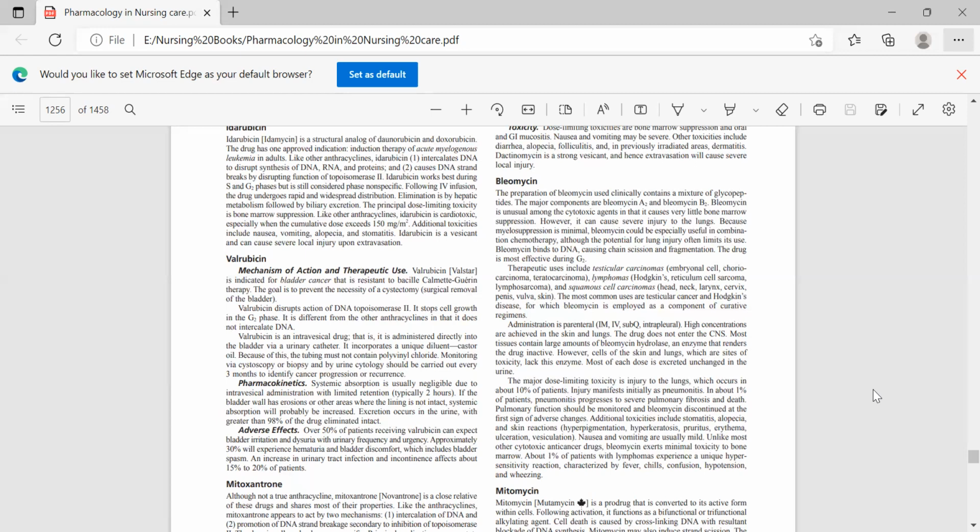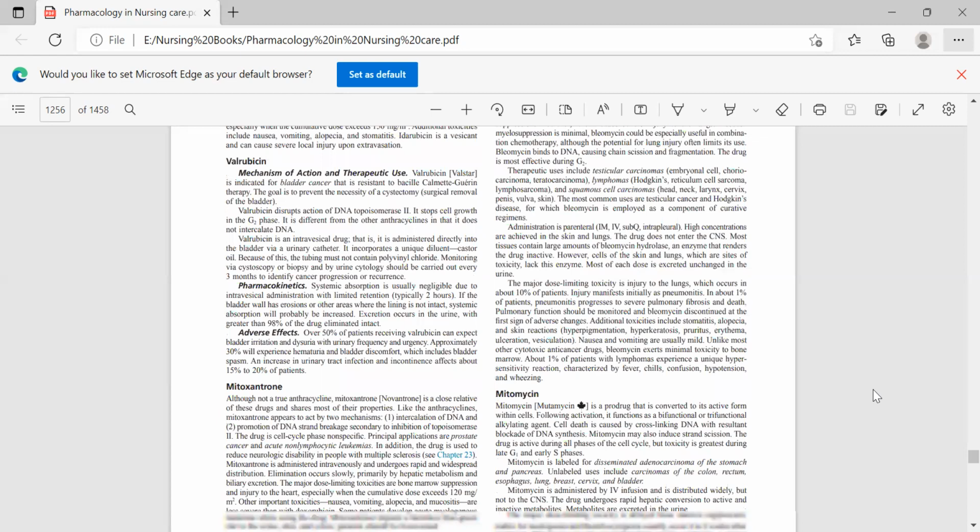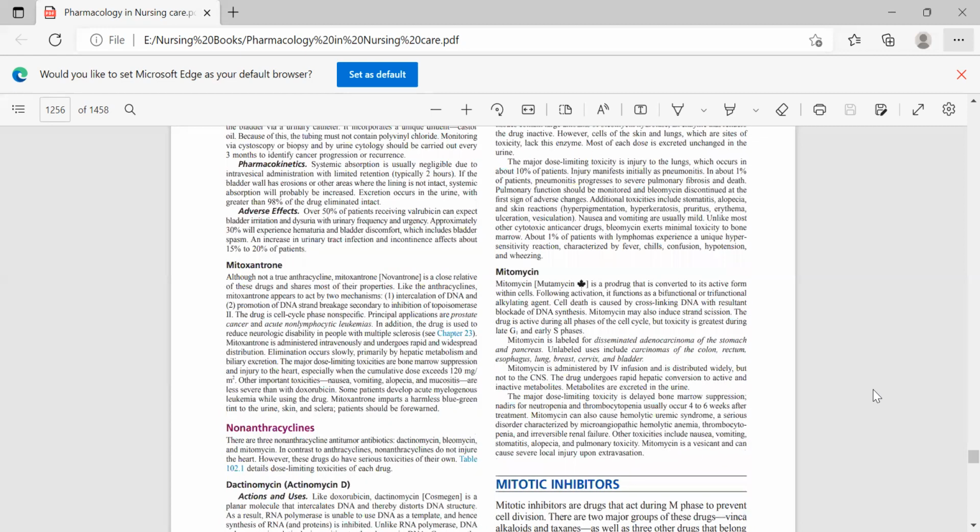The last drug included in this group is mitomycin. Mitomycin is a drug that is converted to its active form within cells. Following activation, it functions as a bifunctional or trifunctional alkylating agent, that is, cell death is caused by cross-linking DNA with resultant blockade of DNA synthesis. To repeat, bifunctional and trifunctional activity means the drug has two or three reactive sites on DNA for alkylation.